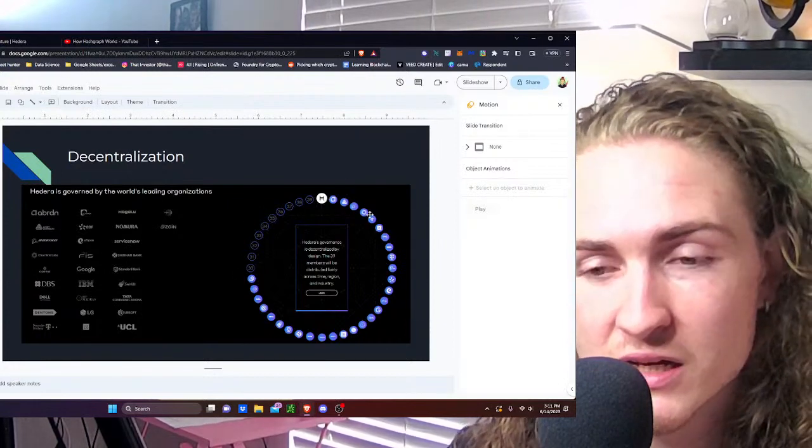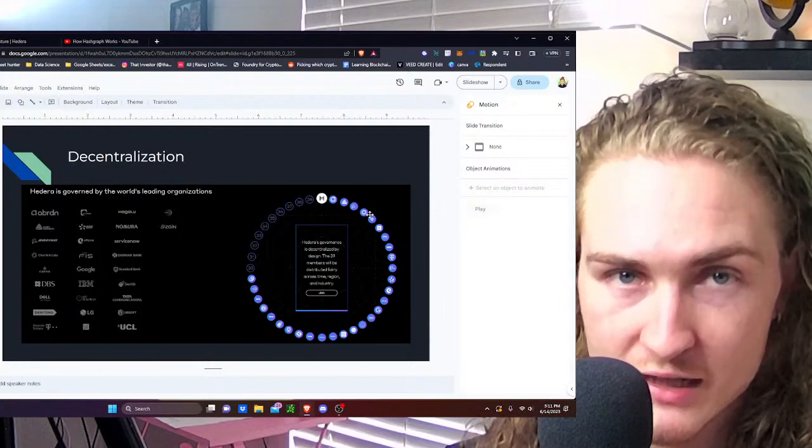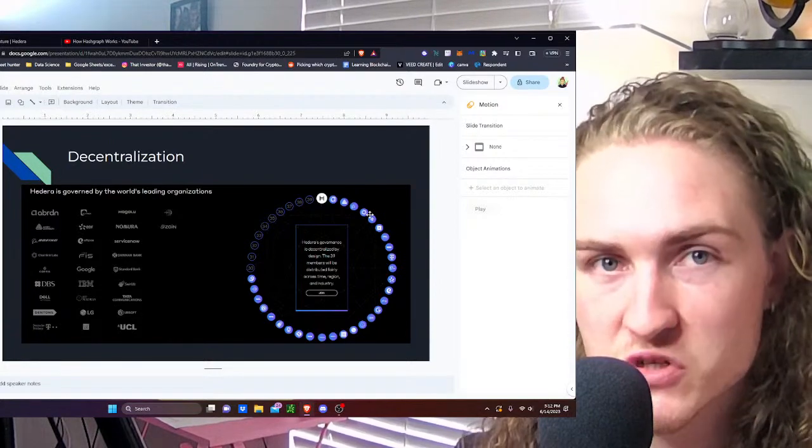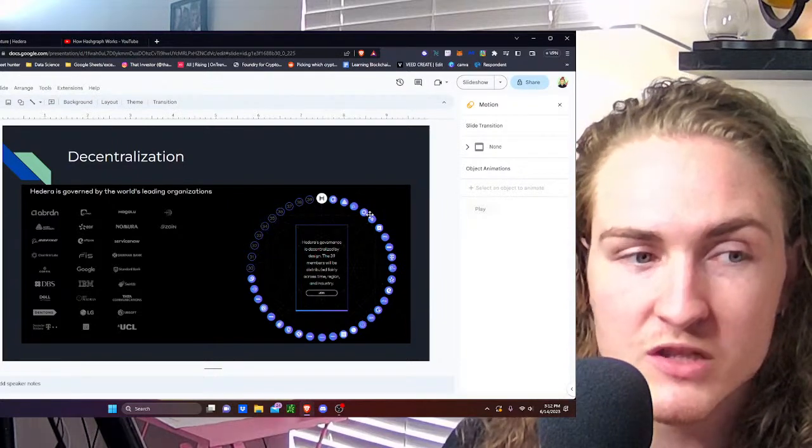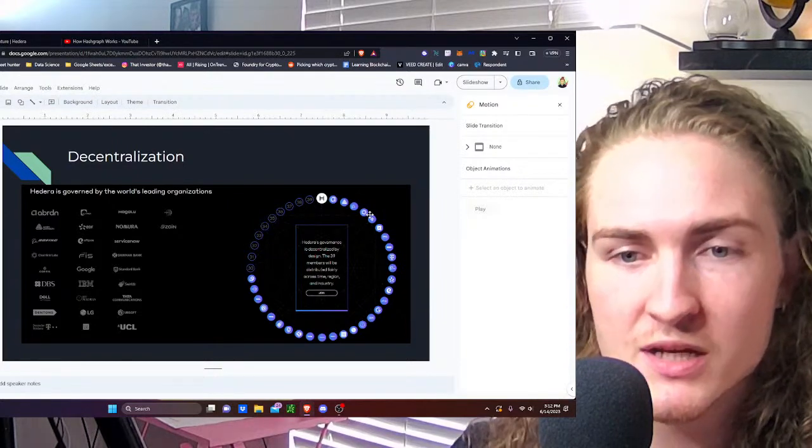The idea is that once they reach all 39 council members, they will then decentralize the ability to host a node, and many more people will be able to host nodes. It won't be entirely up to just the council.